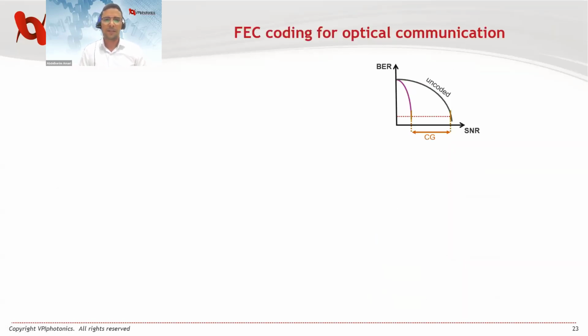Let's move now to the FEC for optical communication. So the main idea of FEC is to reduce the required SNR at a given bit error rate. And this is known as the coding gain, which is the reduction in terms of required SNR at a given bit error rate. We have also the net coding gain, which is coding gain with correction by considering the penalty due to the bitrate increase. The typical value of bit error rate in which we calculate the net coding gain is 10 to the minus 15.